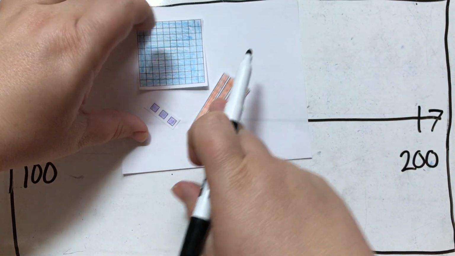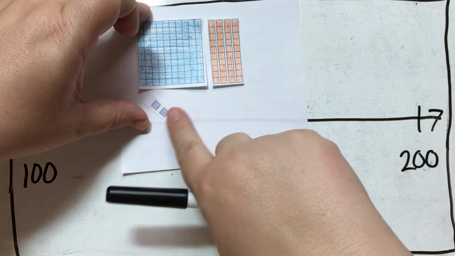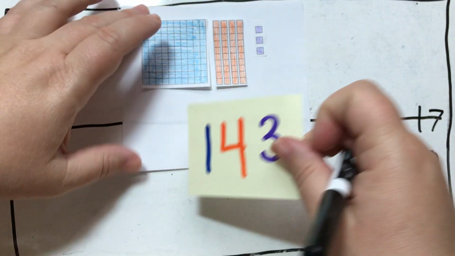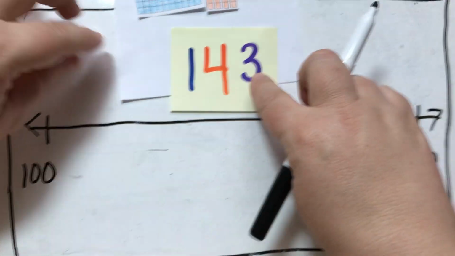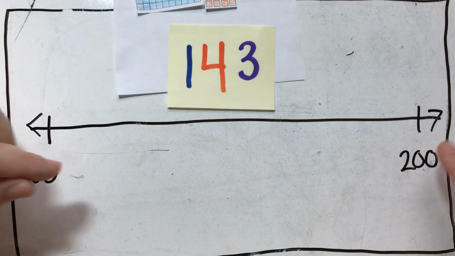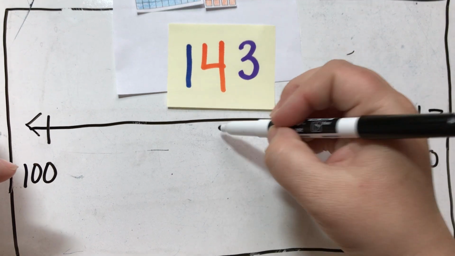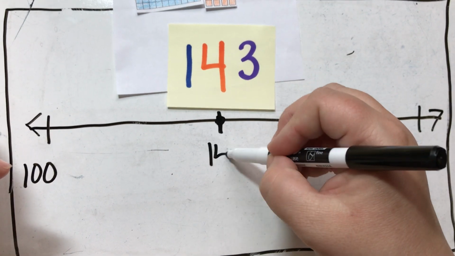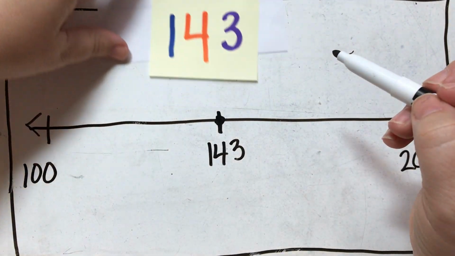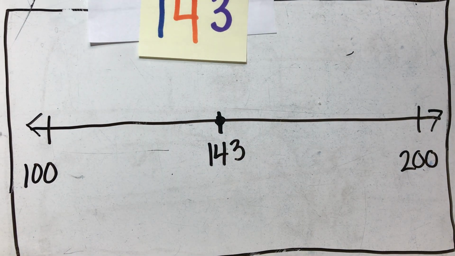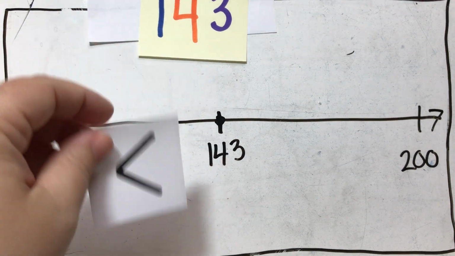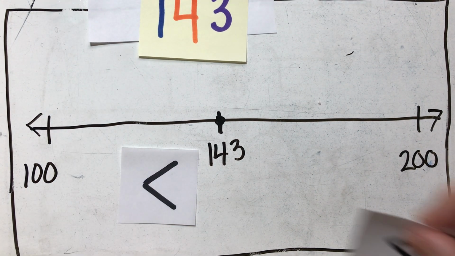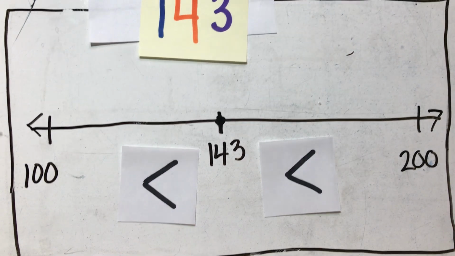We have built it previously. We know that it's 1 hundred, 4 tens, and 3 ones. That's what makes 143. And that would be past 100, not to 200 yet. I can put a mark somewhere around here. I'm going to say there's 143. Now, the thing to remember when you're working on a number line is that numbers that go to the left are the smaller numbers, and numbers that go to the right are the bigger numbers.